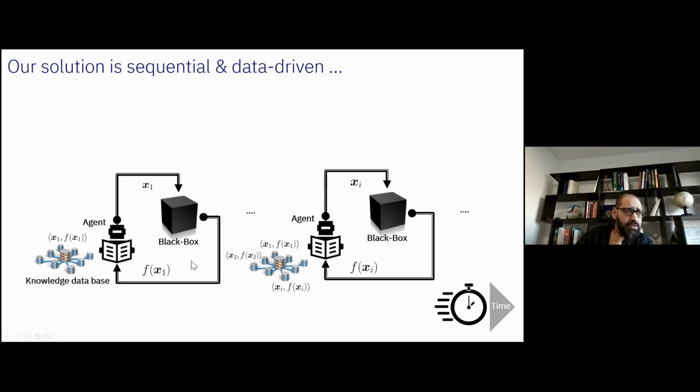And then after it starts with this, it goes over time. So it continues to interact with this environment. As it interacts with this environment, it will start picking more and more of these x variables, and the black box function will respond with different f of x. So x1, f of x1, the first trial we did; x2, f of x2, the second trial; and xi, f of xi, the ith trial. And this is running over time, so I can continue this loop.